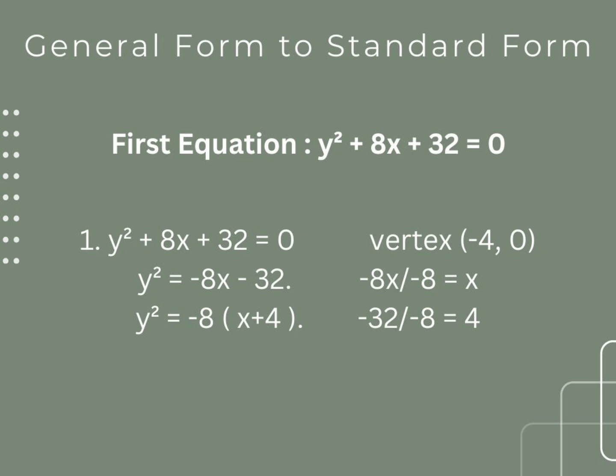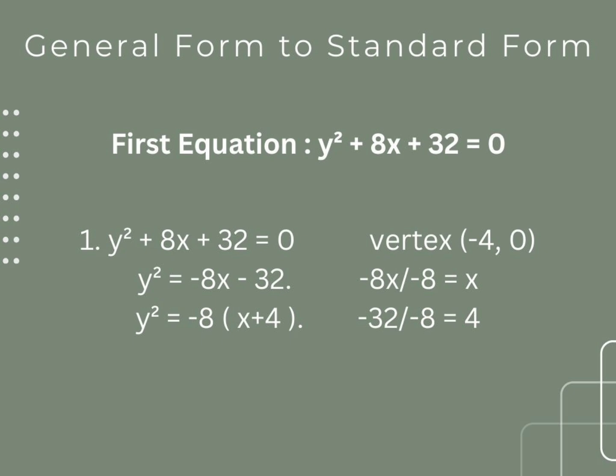Next, we factor out the coefficient of x, which is negative 8, from the terms on the right side. y squared equals negative 8 times (x plus 4). Now, our equation is in the standard form (y minus k) squared equals 4p times (x minus h). By comparing, we can see (y minus 0) squared corresponds to y squared. Then, x minus negative 4 corresponds to x plus 4, and 4p equals negative 8. From this, we can identify the vertex (h, k) as (negative 4, 0).